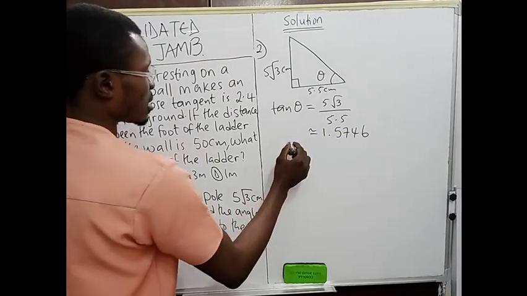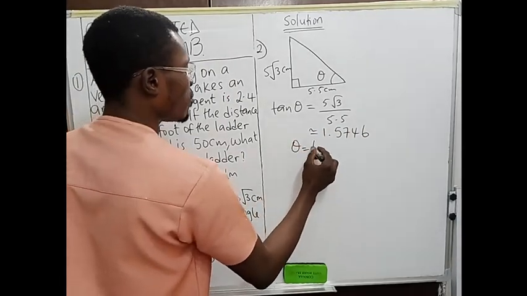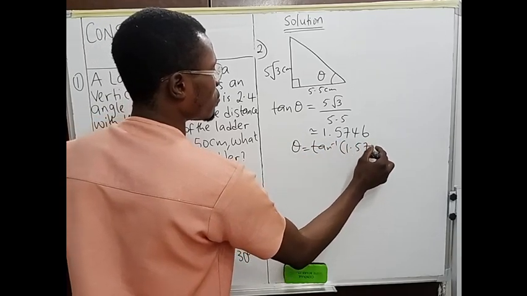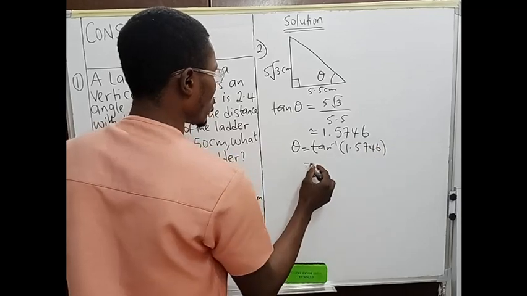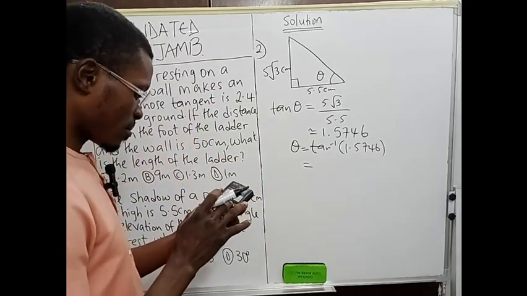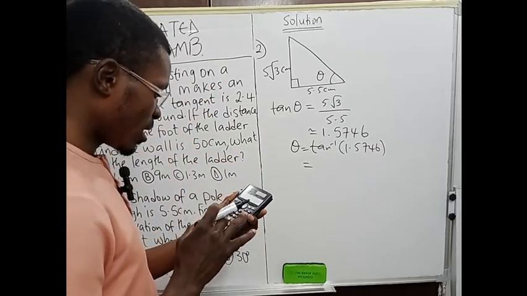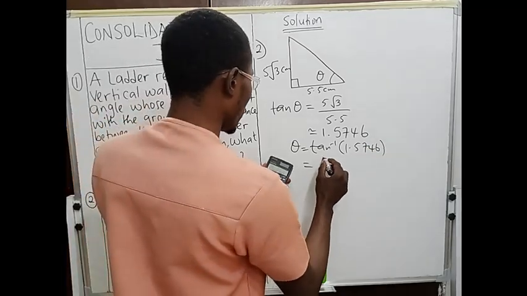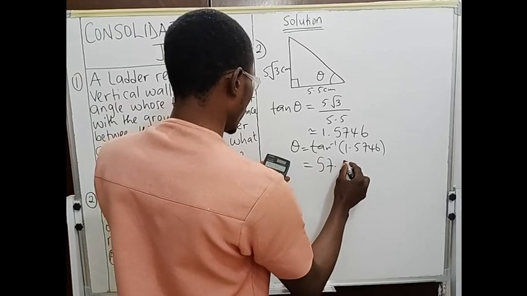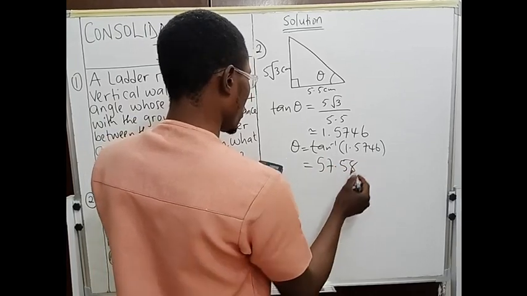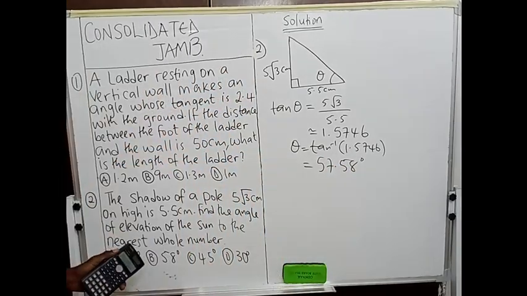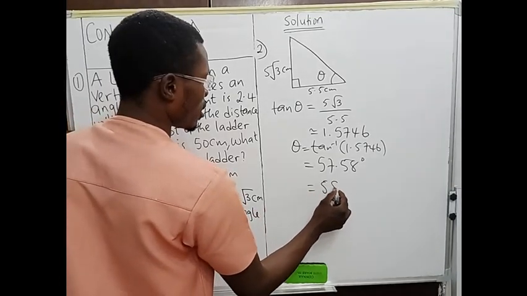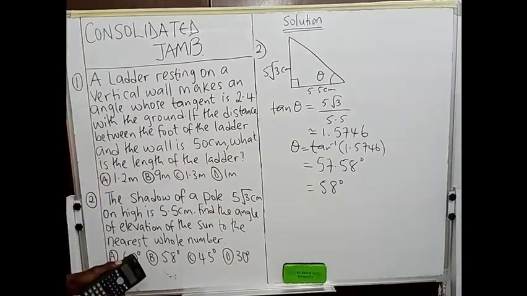1.5746. So what's my theta? My theta will be given by the tan inverse of this 1.5746. That will give me what? So I'll take the tan inverse. I'll get 57.58 degrees, right? The question says to the nearest whole number, so I'm going to have 58 degrees. That is given by what?